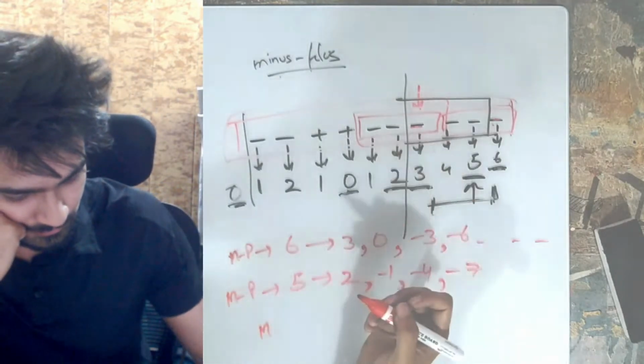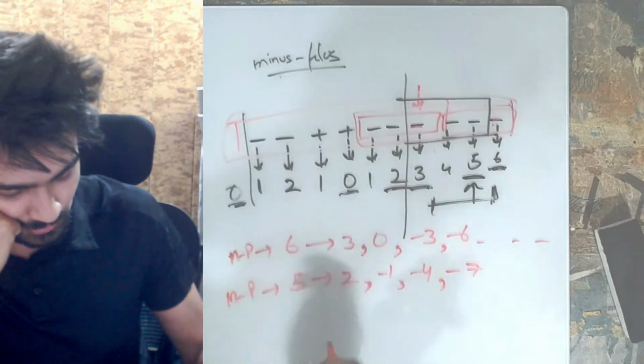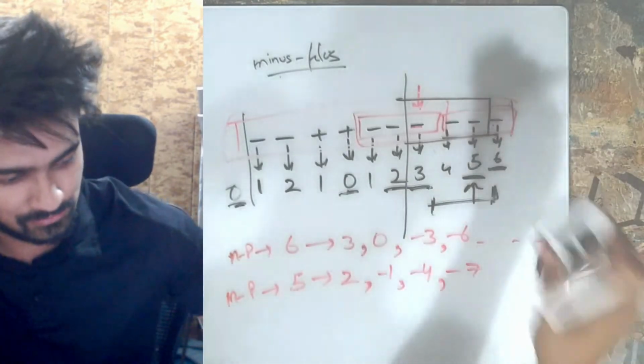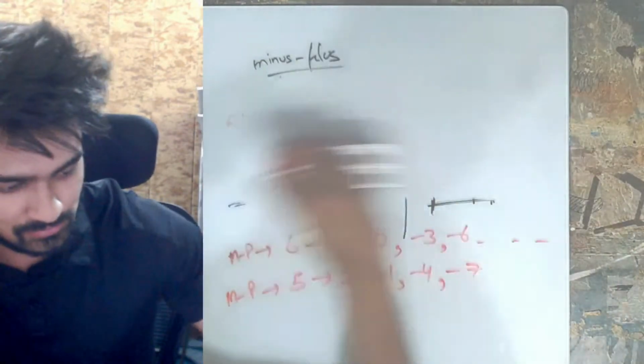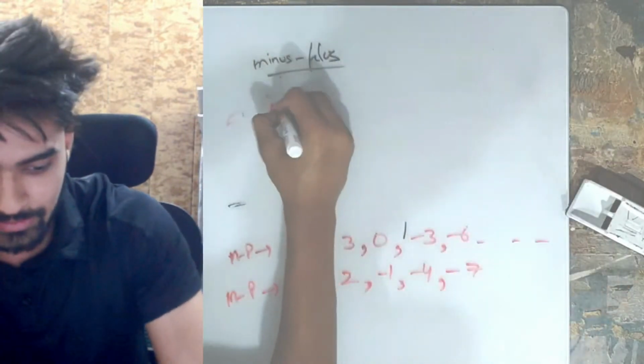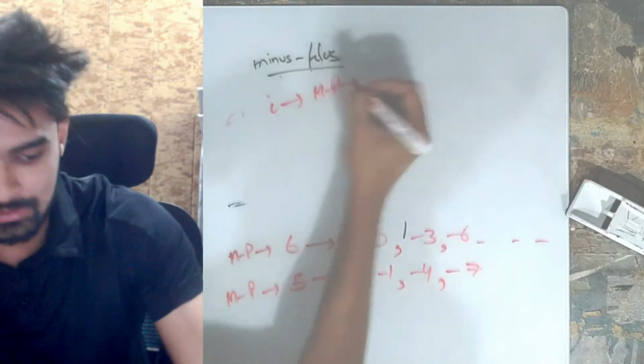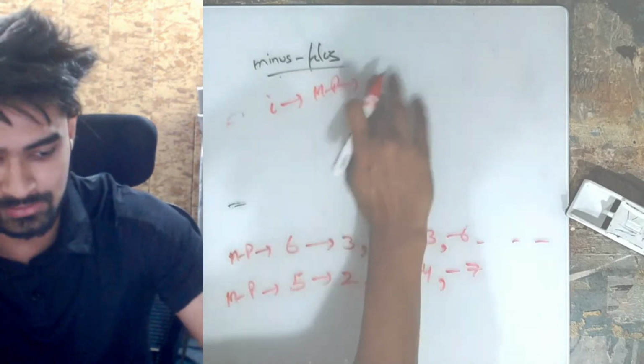The reason is, let's say, okay, let's consider two indexes. At the ith index, m minus p is equal to 6, or let's take 4.